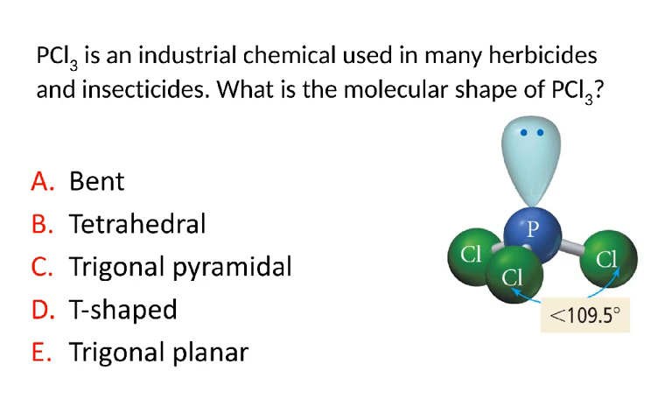One more question. We have our phosphorus trichloride here. What is the molecular shape? We have 4 groups, but 1 is a lone pair, so 3 atoms around it, which gets us our trigonal pyramidal shape.